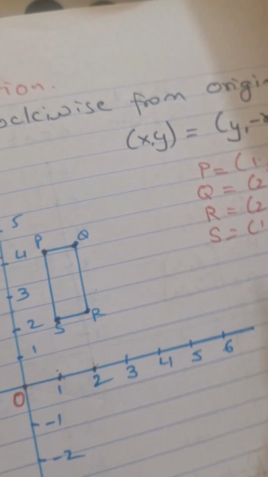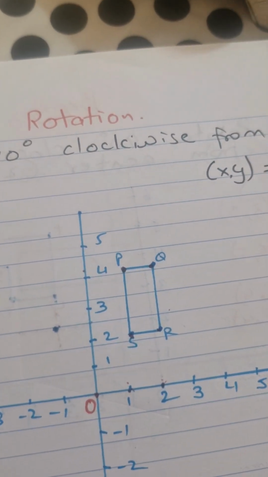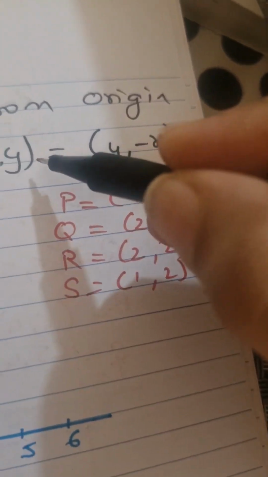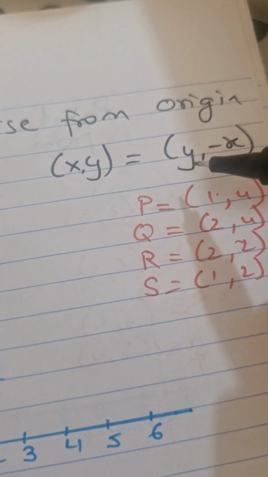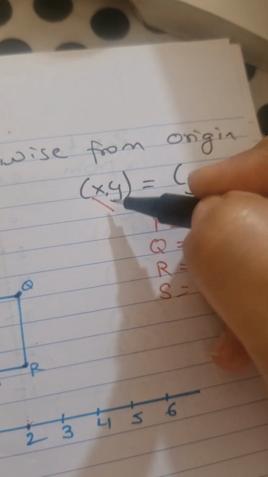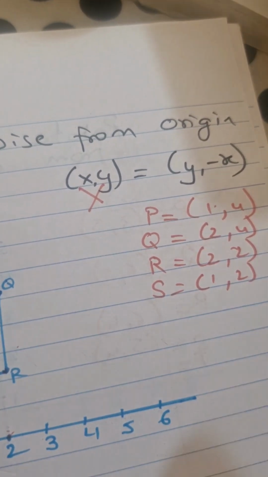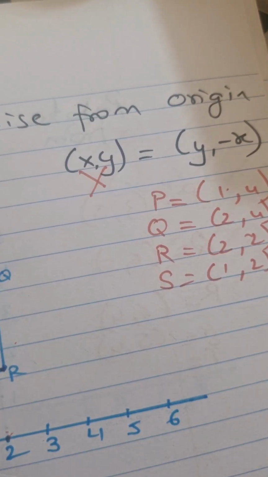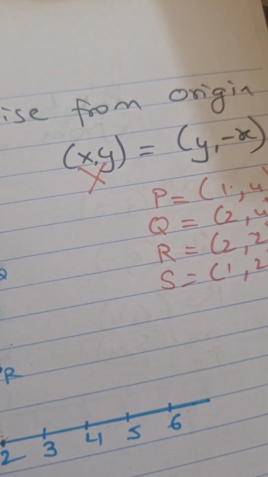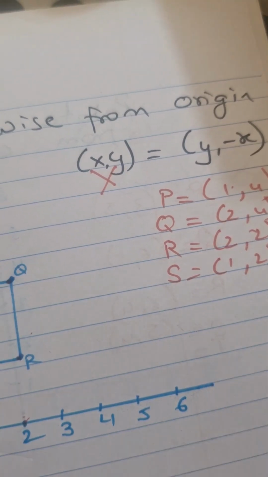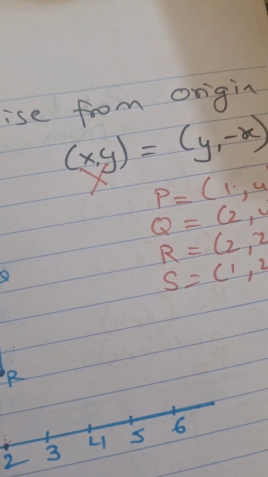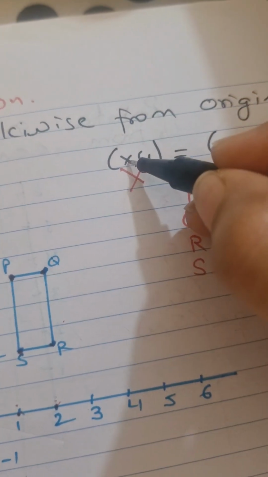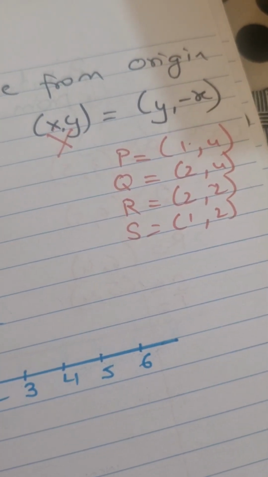So you remember that when we are doing clockwise 90-degree rotation, our x and y will change into y and x, means they will swap their places. Okay, they will swap and the x will become negative. This is the rule for 90-degree clockwise. Every time whenever you are rotating 90-degree clockwise, swap their places and make the x negative.